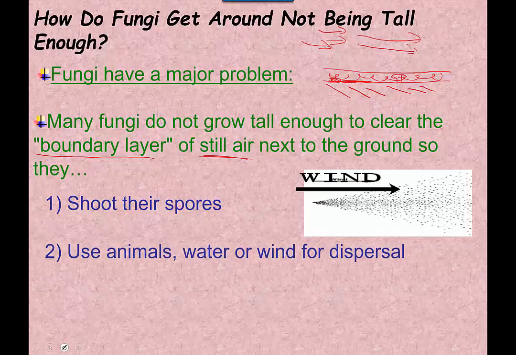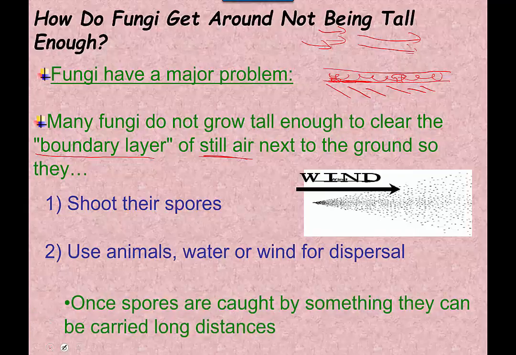They also use animals, water, or wind for dispersal. So their spores will stick to animals. They can float in the water to get other places. And obviously they use the wind when they shoot their spores out. Once spores are caught by something, they can be carried very long distances because they're so teeny tiny. In fact, many of them are microscopic, so the organism doesn't even know that it's carrying the spores from these fungi.